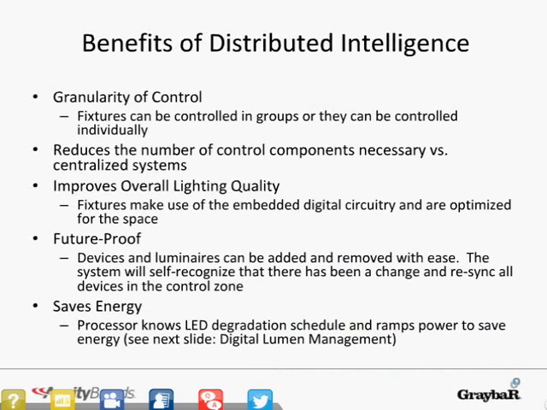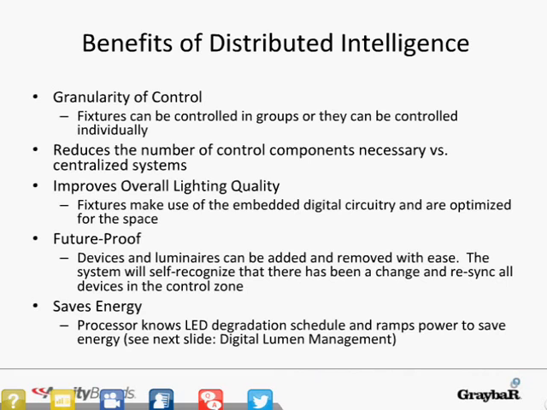The distributed intelligence model has many benefits. One is granularity of control, right? Fixtures can be controlled in groups or they can be controlled individually. It reduces the number of control components necessary versus the centralized system. It improves the overall lighting quality. Fixtures make use of the embedded digital circuitry that's in those fixtures, and they're optimized for that space.